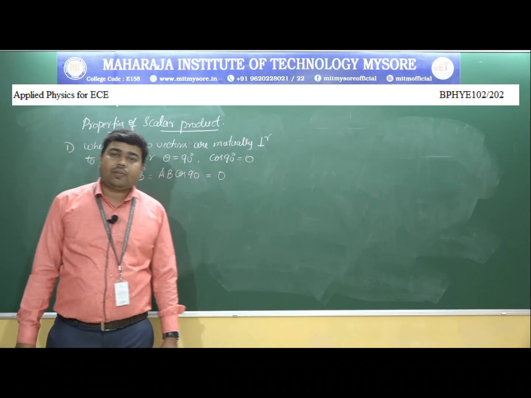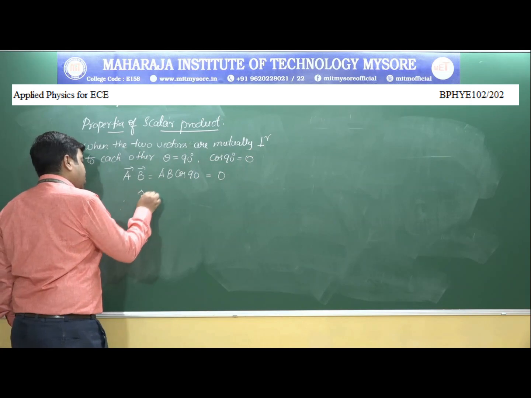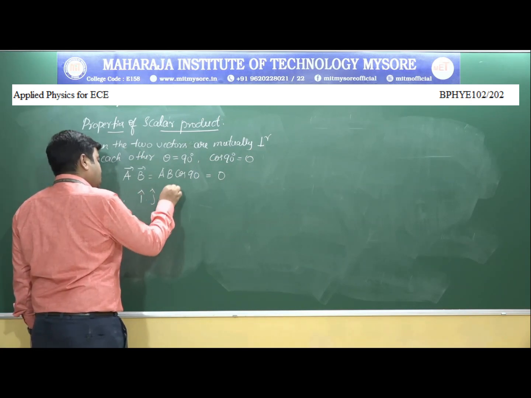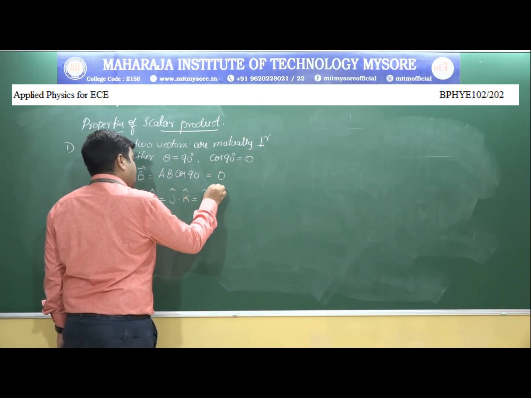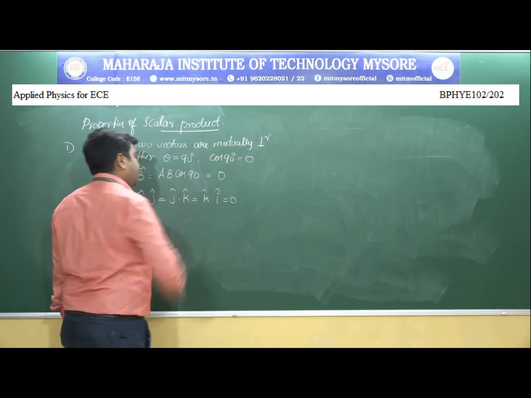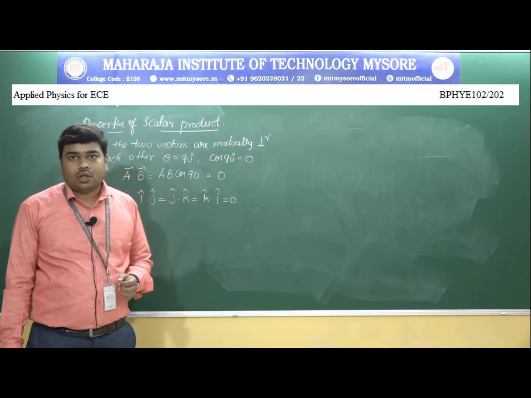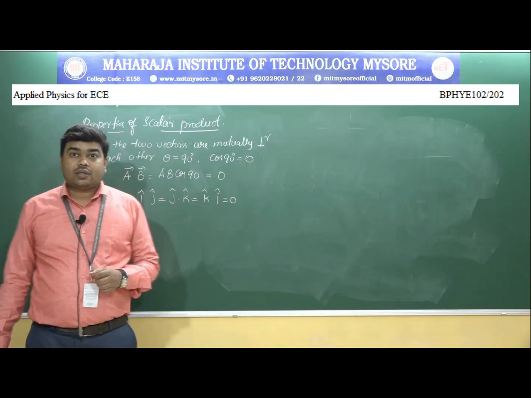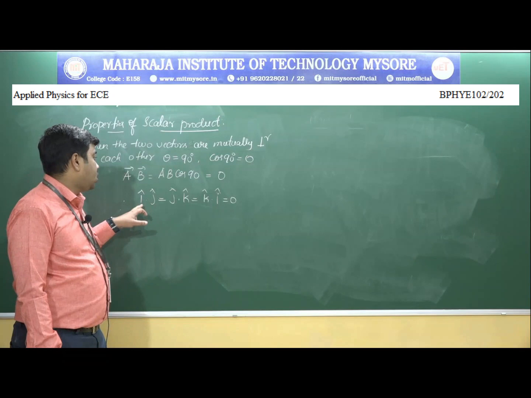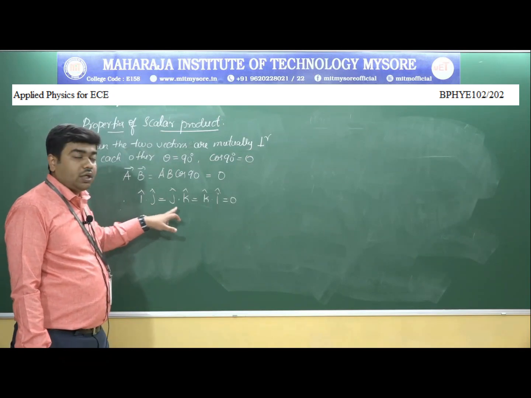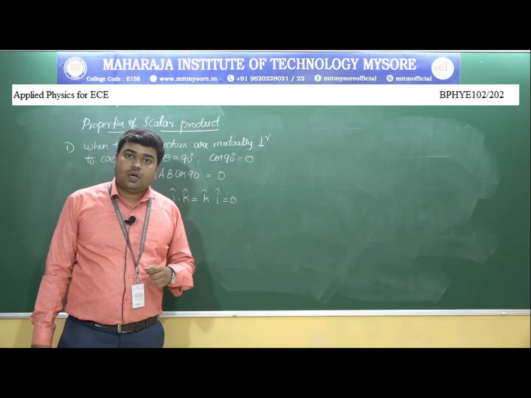Hence i cap, j cap as well as k cap are mutually perpendicular vectors. i cap dot j cap is equal to j cap dot k cap is equal to k cap dot i cap, that is equal to 0. Since all these three are the unit vectors along the components of x axis, y axis as well as z axis for a particular vector, if you take the dot product of those unit vectors, then i cap dot j cap is equal to j cap dot k cap, and that is equal to k cap dot i cap is equal to 0. Okay. So this is the first property.